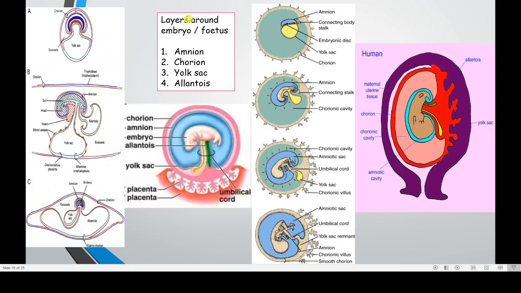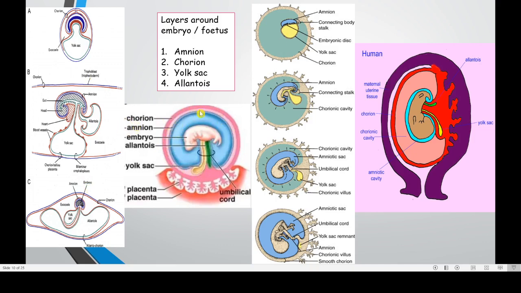Here also I told you that hypoblast and epiblast contribute in the formation of the embryo, and the other layers that you can see around the embryo are the layers around the embryo or the fetus. In that you will find the chorion. Chorion is the combination of syncytiotrophoblast, cytotrophoblast, and extraembryonic mesoderm, which will form a placenta later on.